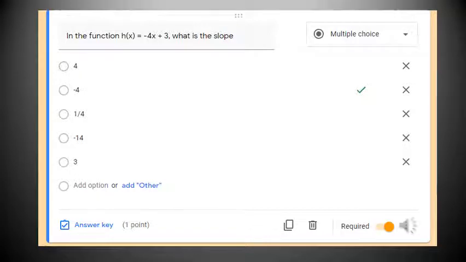It asks you what the slope of h of x equals negative 4x plus 3 is. When you have something that's written in slope-intercept form like that, it's just always the number next to x, and that's why it's negative 4.